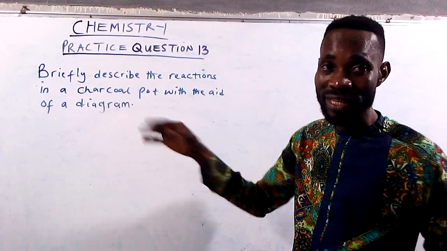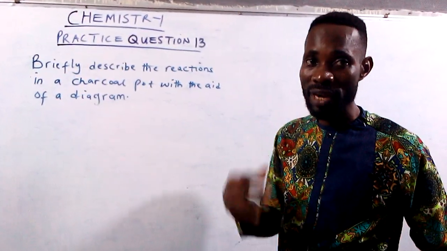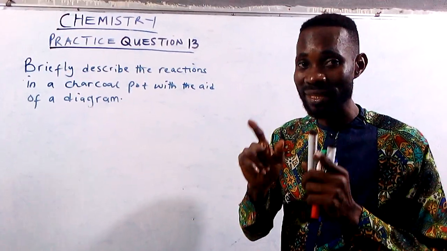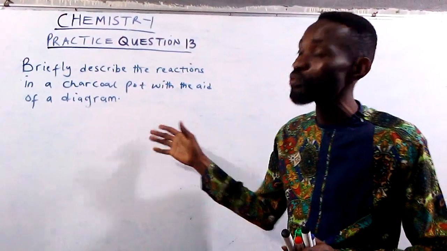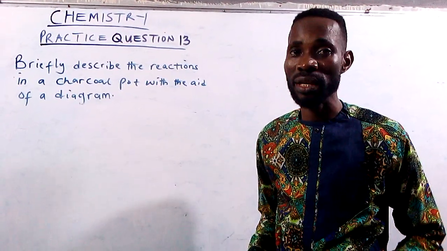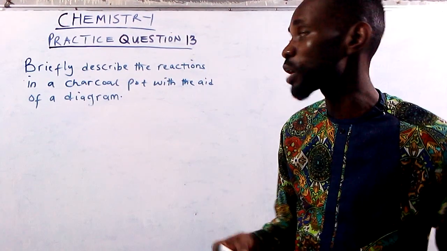Charcoal is a form of carbon. We call it the amorphous type of carbon. Carbon can exist in different forms in the same physical state, and these forms in which it exists, we call the allotropic forms of carbon, and that is what allotropic means. So let us see how the reaction occurs in the charcoal pot.